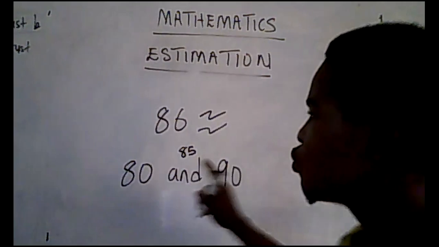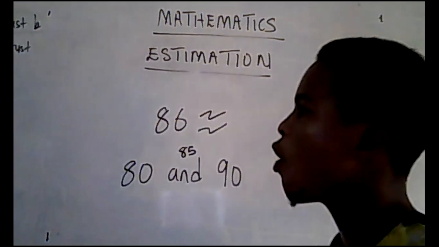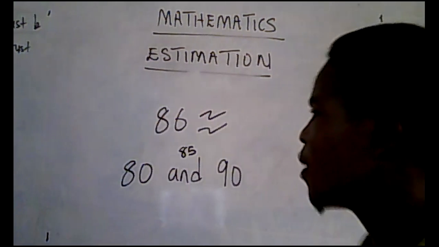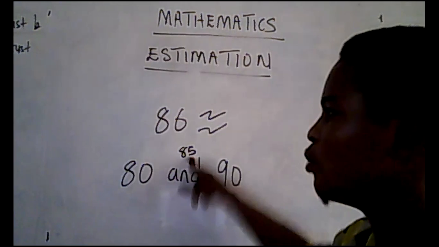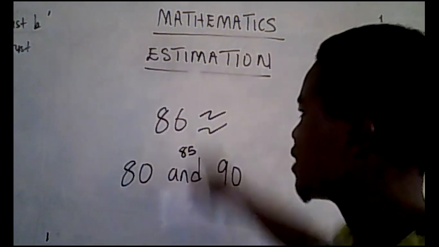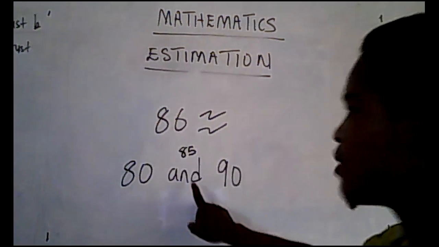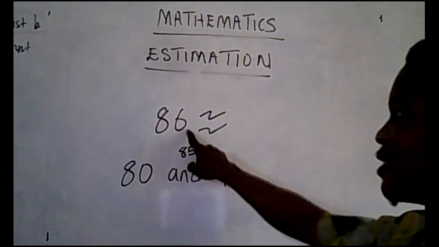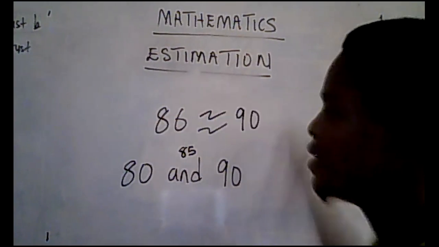If the figure given to you is 5 or above, you round up. But if the figure is less than 5, you round down. Is that clear? So now, let's assume you have 86. 86 is more than 5, so automatically you're rounding up, which will give you 90.